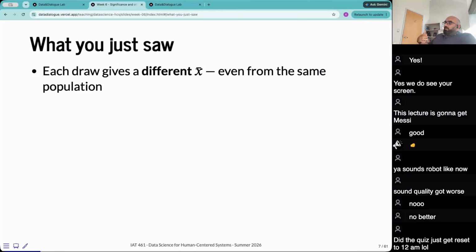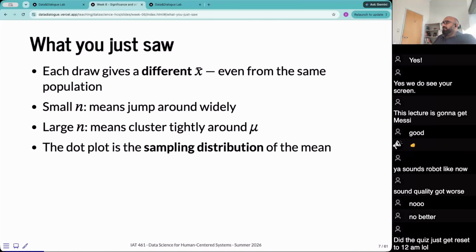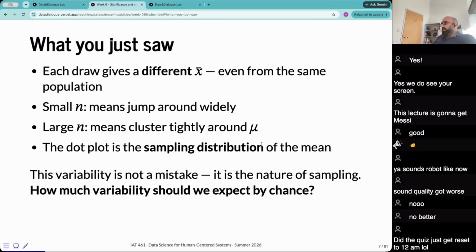So each drug gives a different mean, even from the same population. Small samples means we jump around widely. Large means that it clustered around the mean. And the dot plot was basically called the sampling distribution of it, okay?